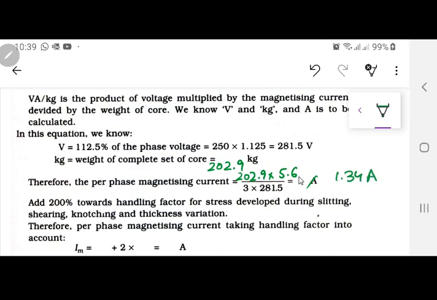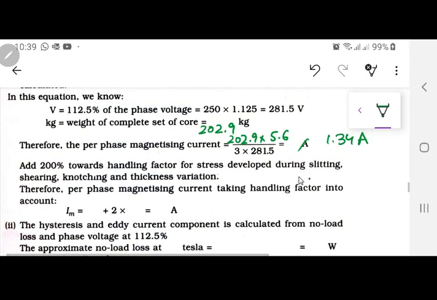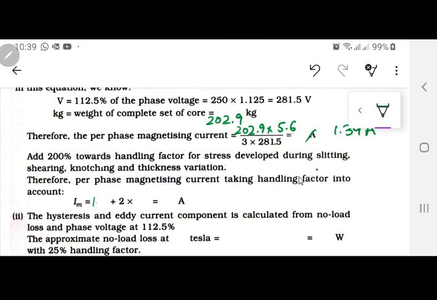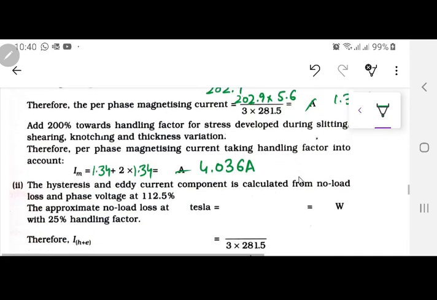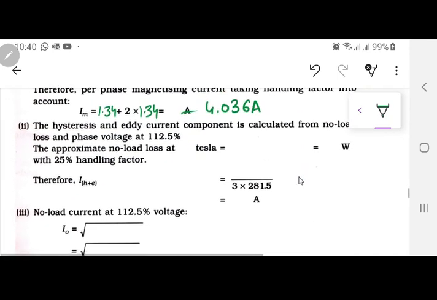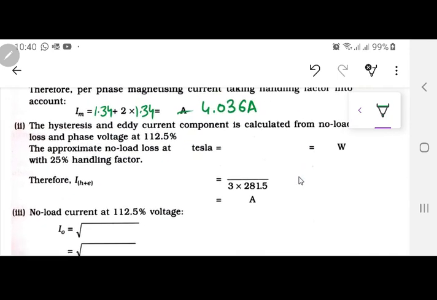1.34 amperes. Okay, so this is IM, and then again doing the same 200% increase which we did for the previous case also. 200% increase, 1.34, gives 4.036 amperes. Now this is a huge current. Now we have to find out the hysteresis and eddy current losses.